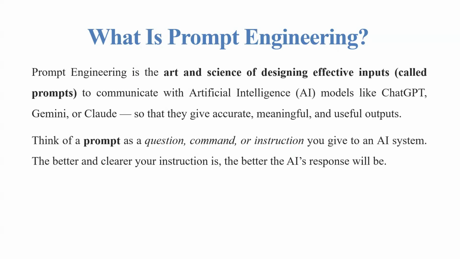The AI works exactly in the same way. The quality of the AI response depends largely on the quality of the instruction we provide. That instruction is called a prompt. So let's see what a prompt is. A prompt is simply the input we give to an AI model. That's it. It can be a question, a command, an instruction, a paragraph, or even a conversation.